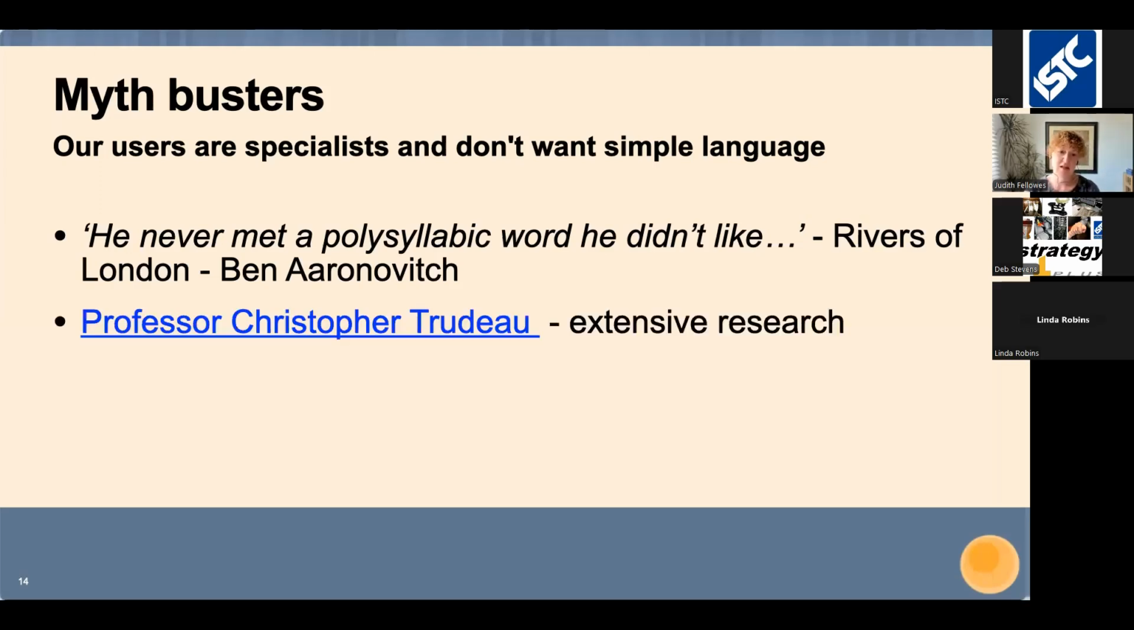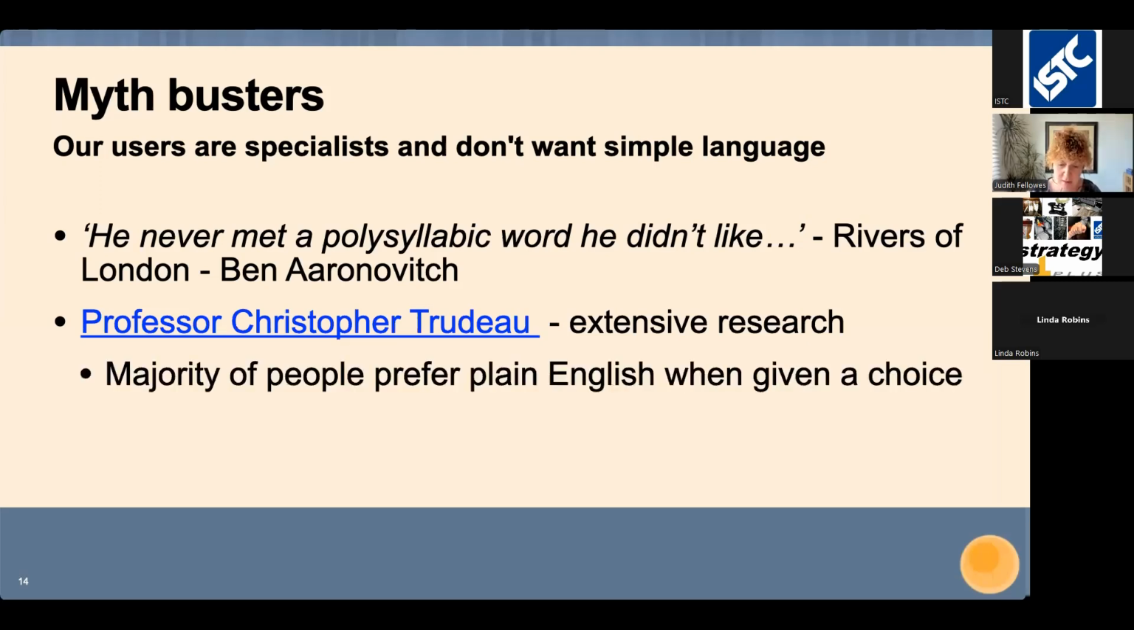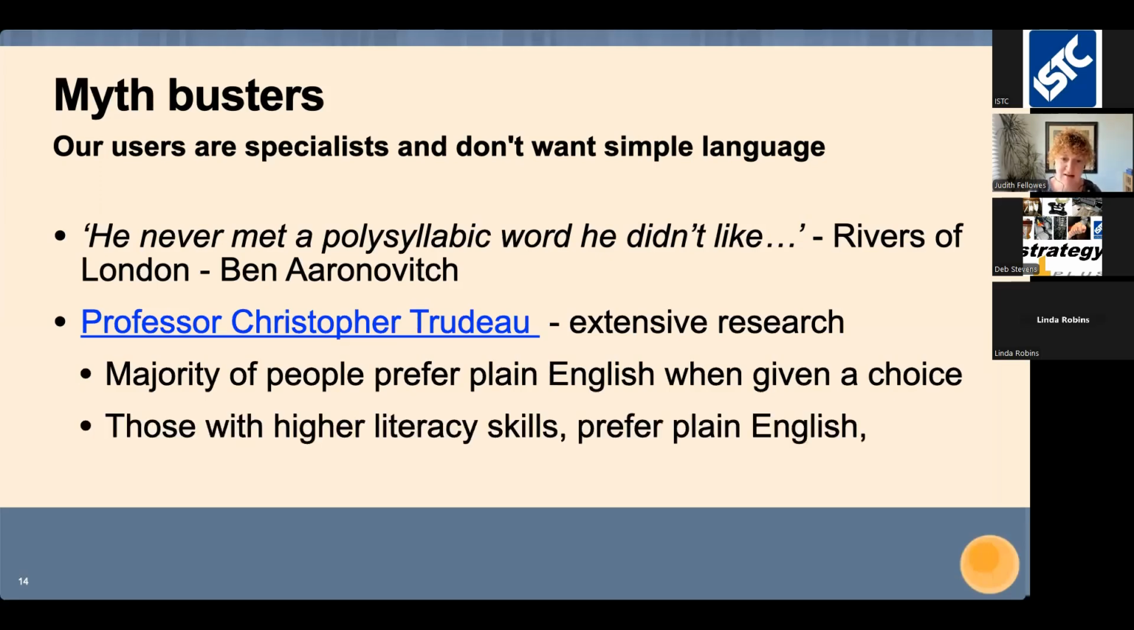Now, this guy, Professor Trudeau, is a professor of law and an expert on legal communications. He's done extensive research in technical legal language and communication. And what he found is the majority of people prefer plain English when they're given a choice. And even those with higher literacy skills prefer plain English. So even those specialists that you're talking about.